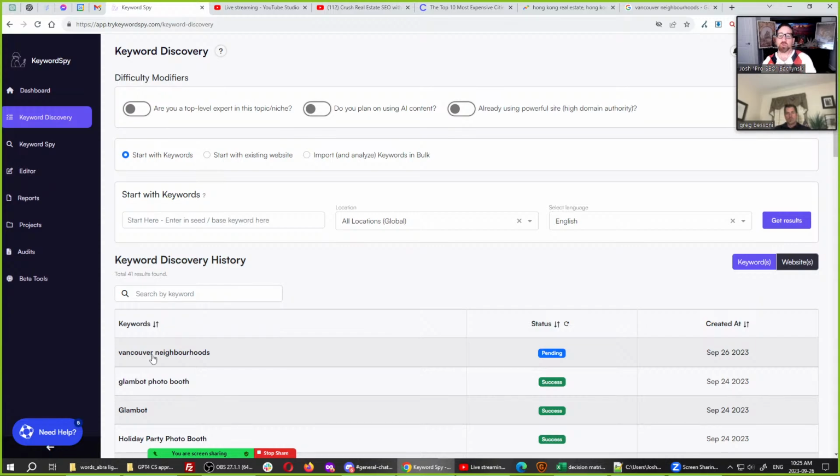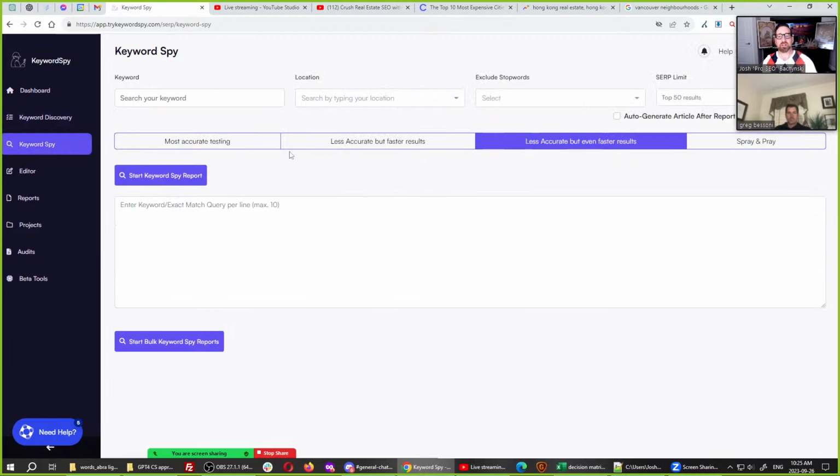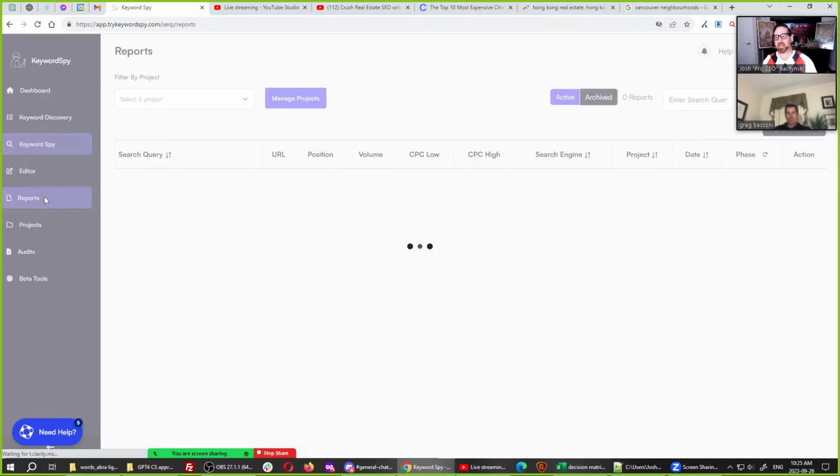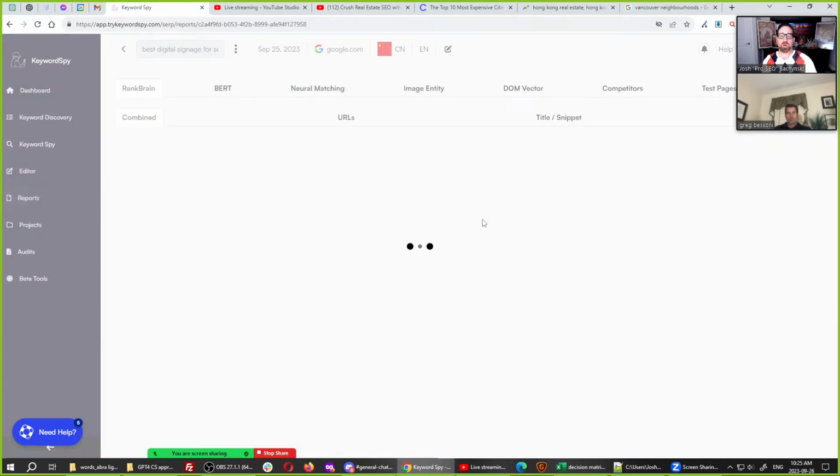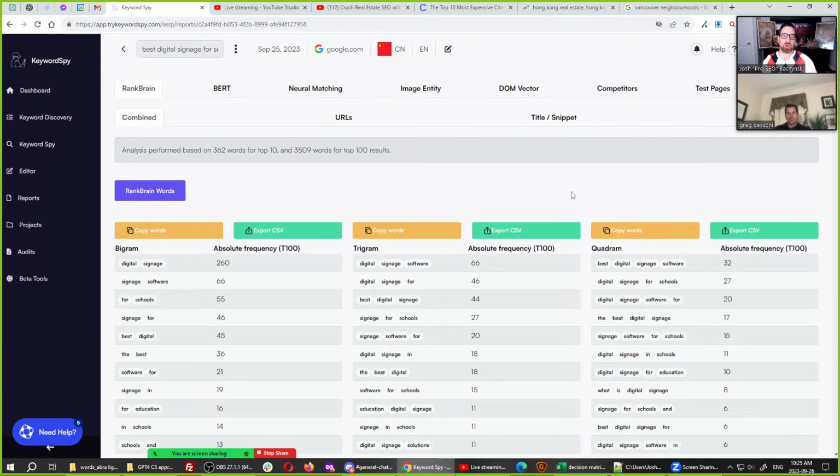Then after you find the right keywords, what you're going to want to do is run Keyword Spy reports. And you're going to get keyword reports. And what does a report look like? Just so you know what I'm talking about. The reports look through all of the important Google-based AIs that Google has for on-page ranking. Keyword Spy is your complete on-page ranking tool, which is the majority of the rankings these days, by the way.